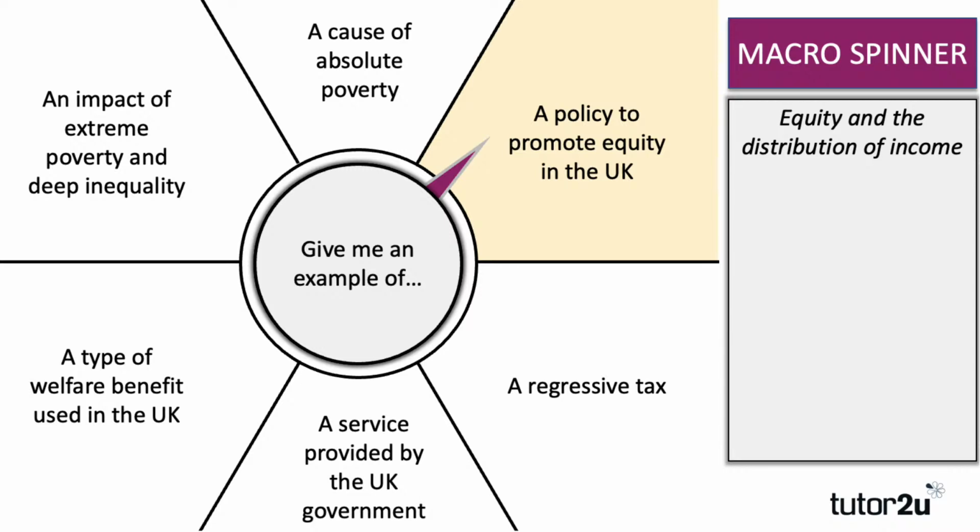Okay. So we're on a similar theme here, but here we're looking at policies to promote equity in the UK. So it's very important that you apply this to the UK economy. What does the UK government do currently to improve equity or income equality? Or maybe you might be thinking more what it doesn't do. But I can see some excellent answers.